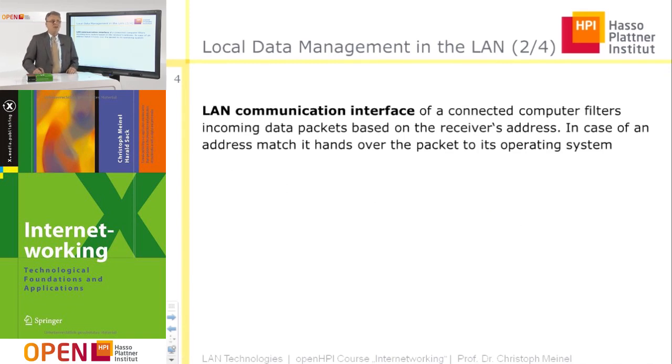Now let's have a closer look at how such local area networks are designed. And let's start with a look at the LAN communication interface. The communication interface is that component that filters out the incoming packets, checking the receiver address and making a decision: is it the own address or is it not the own address? In case it's the own address, then this packet is handed over to the operating system and is processed. And if it's not the own address, the packet is ignored.